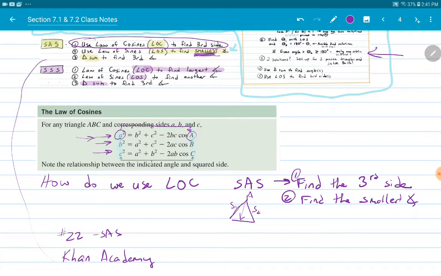So from the law of cosines, that way I don't have an obtuse triangle. And if I do end up having an obtuse triangle, it comes out here, so I don't have to worry about that ambiguous case.